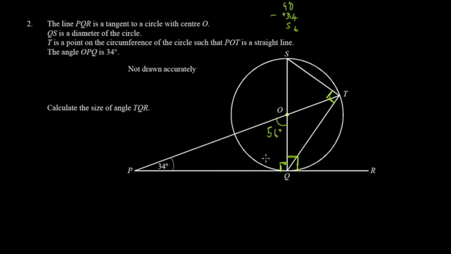Okay. So if this complicates things for you, you just say 90 plus 34, then you get 124. Then you say 124 from 180, then you get 56.